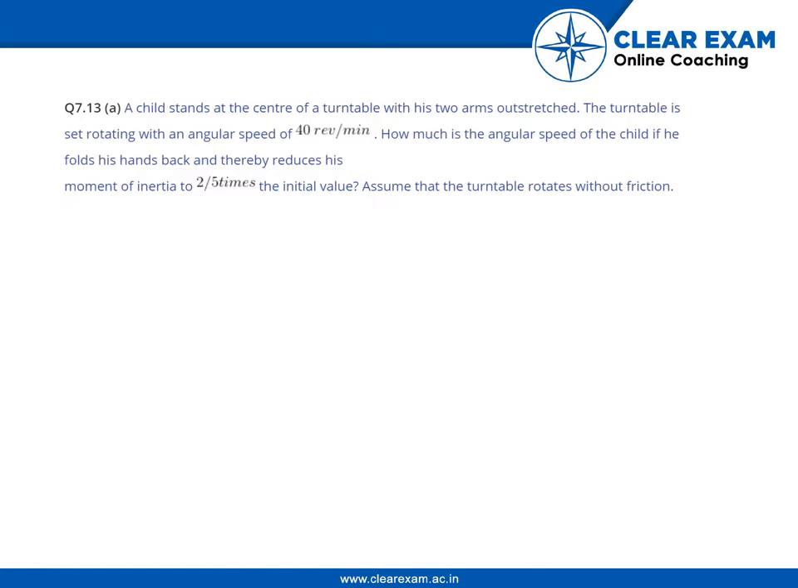Welcome back. So the question is, a child stands at the center of a turntable with his two arms outstretched. The turntable is set rotating with an angular speed of 40 revolutions per minute. How much is the angular speed of the child if he folds his hands back and thereby reduces his moment of inertia to 2 by 5 times the initial value? Assume that the turntable rotates without friction.